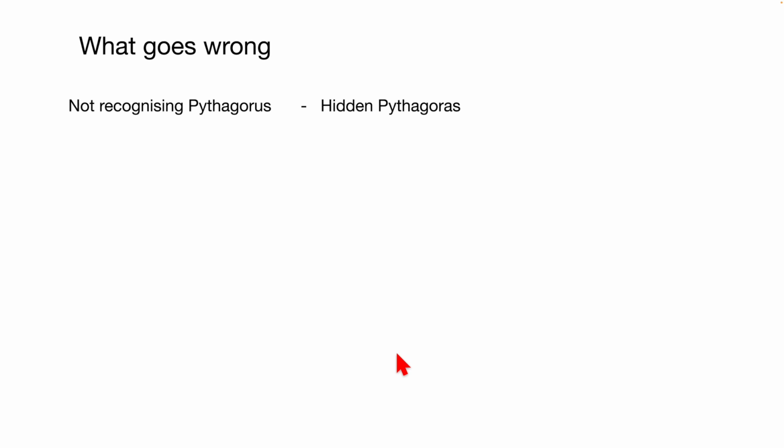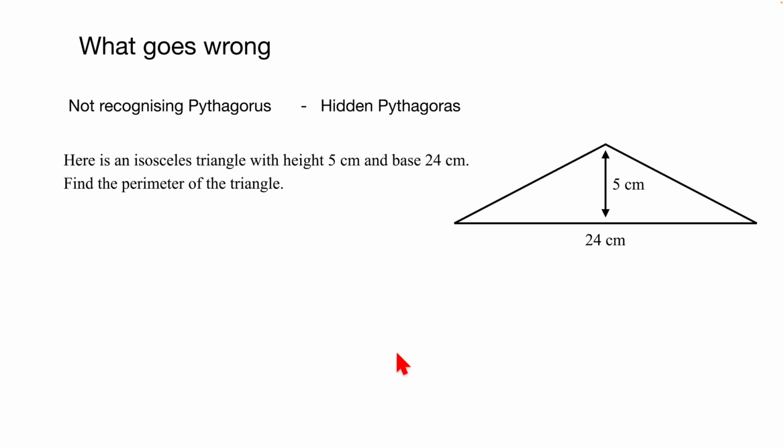It's not really a mistake, the other sort of failing with these questions is not recognizing Pythagoras. And this is a deliberate thing because sometimes examiners make the questions harder, and I call them hidden Pythagoras. Here's an example. Here is an isosceles triangle with height 5 cm, base 24 cm. Find the perimeter of the triangle.